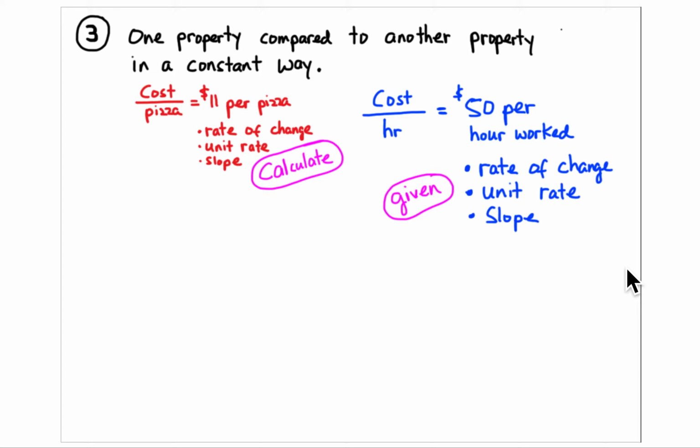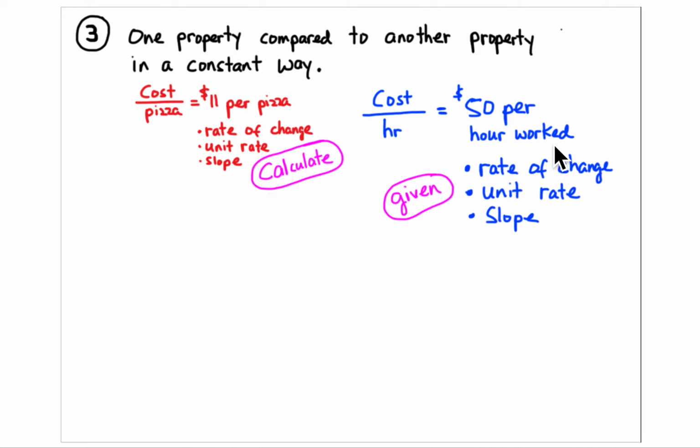All right, component number 3. One property compared to another property in a constant way. That is the rate of change, the unit rate, the slope. All of these words basically mean the same thing. And for problem number 1, again, you have to calculate that. You have to calculate what is the cost per pizza. So you have to calculate that rate of change or that unit rate or that slope, all the same.